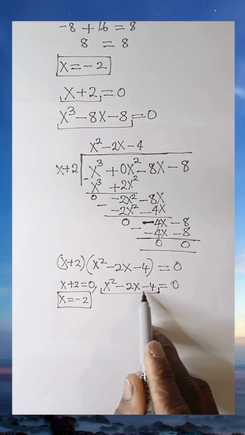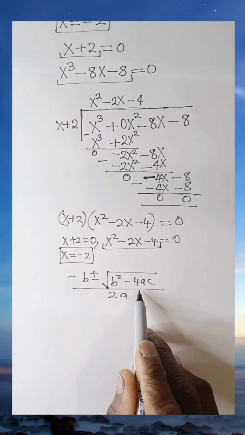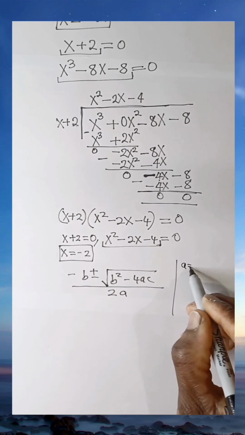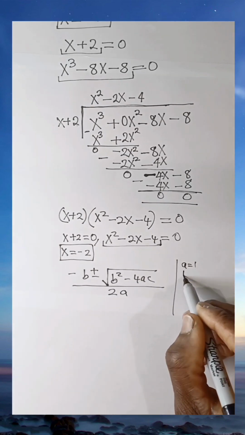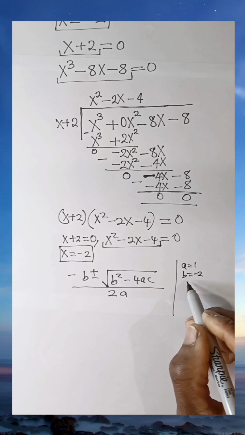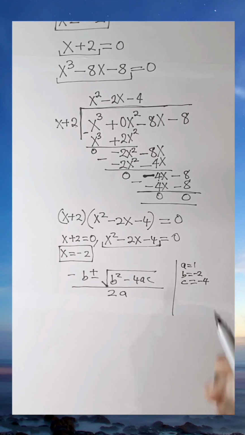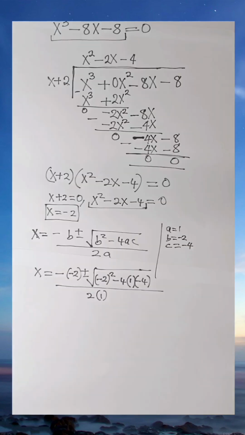And here we will solve this quadratic equation using the quadratic formula. Here we have the quadratic formula. a is the coefficient of the first term, which is 1. So a is equal to 1. b is the coefficient of the second term, which is minus 2. b is equal to minus 2. And c is the last term, which is minus 4. Now let us plug these values in this formula and solve for x.